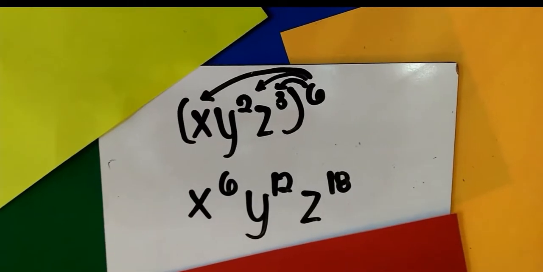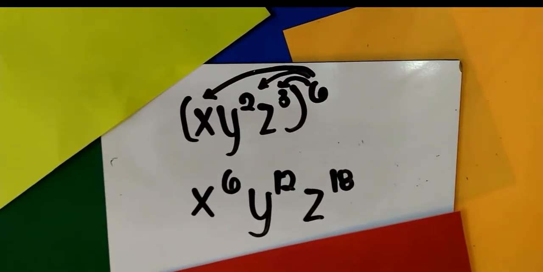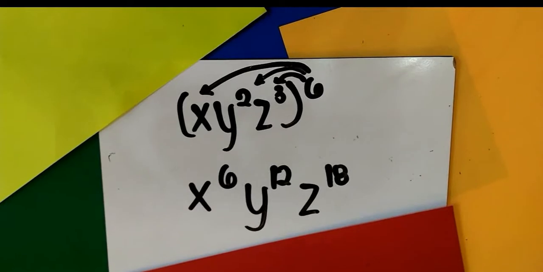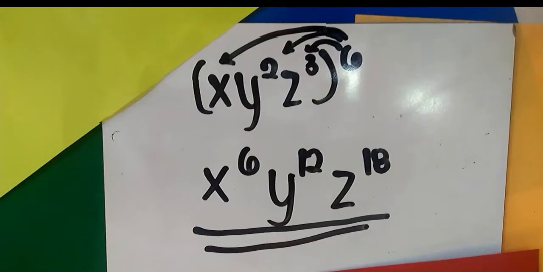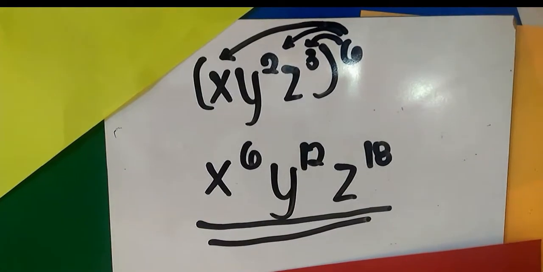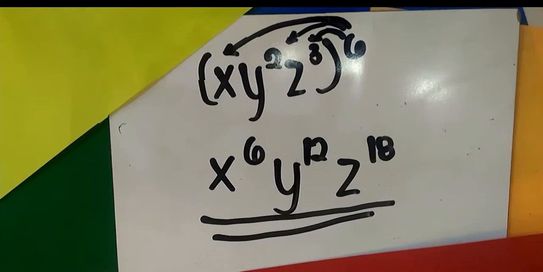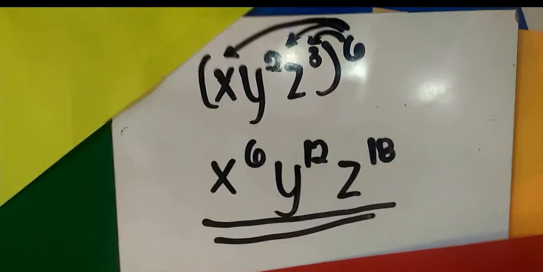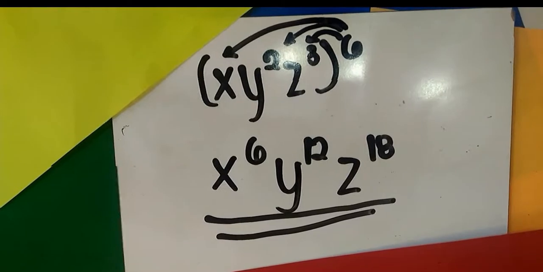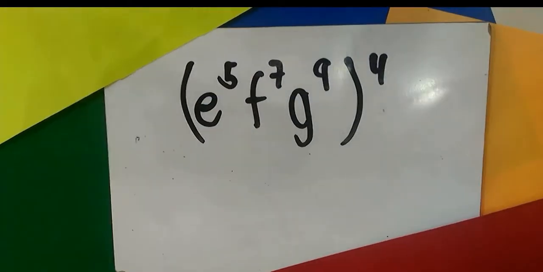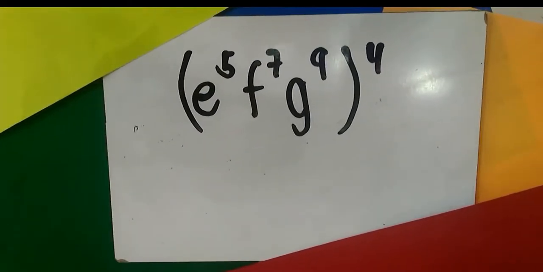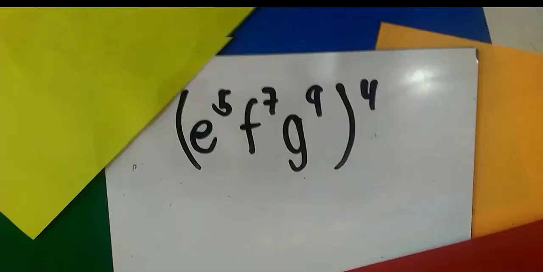In order to get the simplest form of the expression, distribute 6 to the exponent of each term. The simplified form of the given expression is x raised to 6, y raised to 12, and z raised to 18. Now, it's your turn. Try to simplify the given expression.